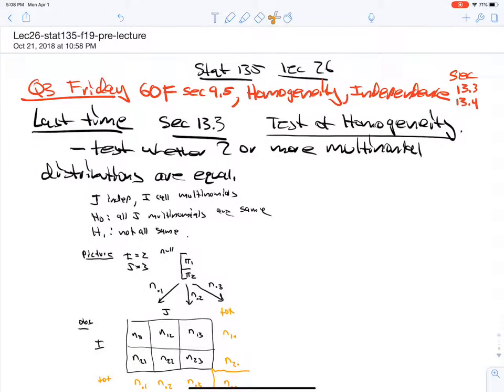Hello, it's Stat 135, Lecture 26. Last time we did test of homogeneity, which tests whether two or more multinomial distributions are equal.